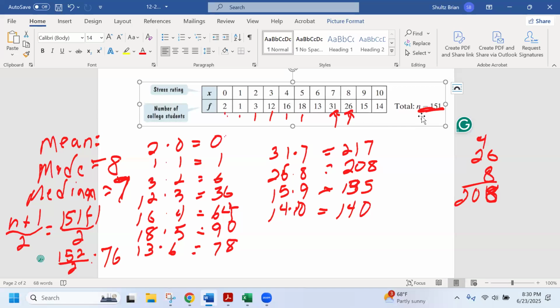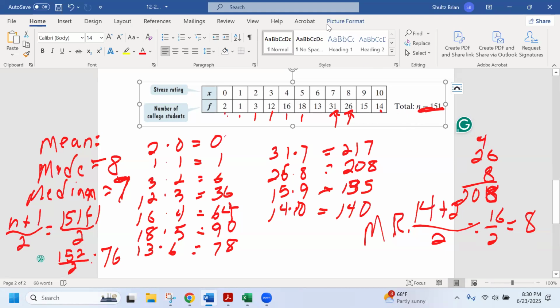All right, and then my mid-range is the largest, 14, sorry, 10, plus the smallest, 2, divided by 2. 16 divided by 2 equals 8 is the mid-range. Okay, that's the measures of central tendency.